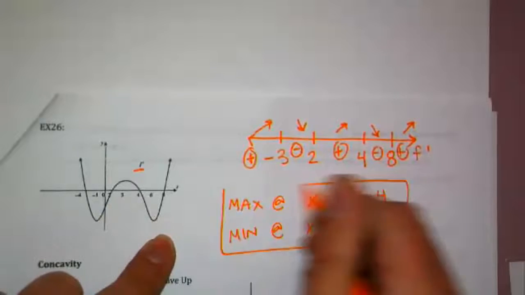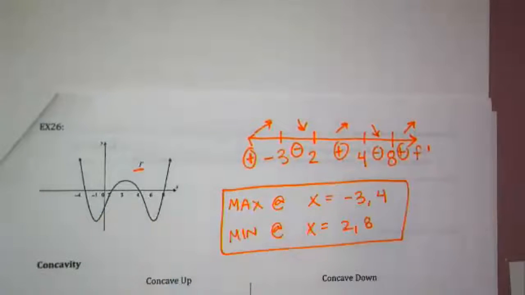So just remember that you have maximums when your derivative goes from positive to negative. So right here, positive to negative is where you're gonna have maximums, and then minimums go from negative to positive.